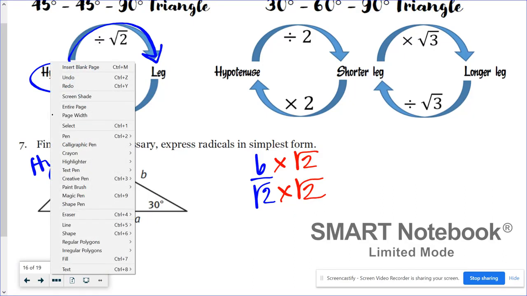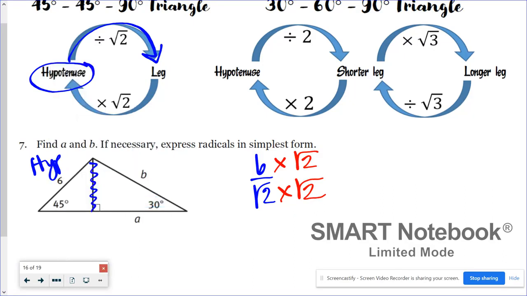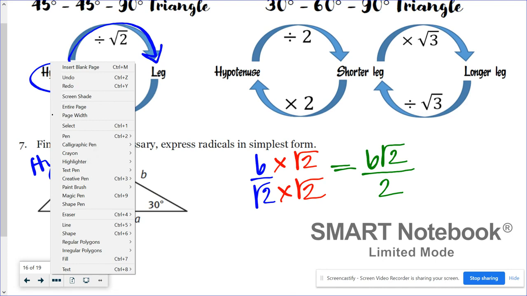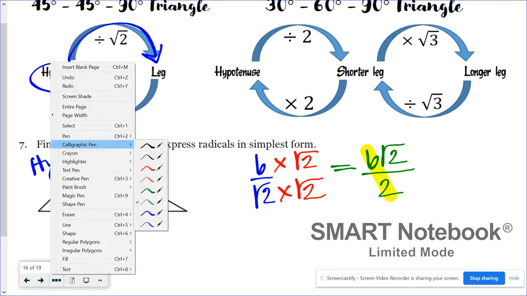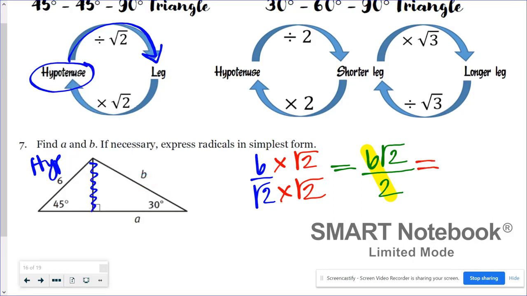On top, because I'm multiplying an insider and an outsider and they don't mix, I simply have 6 root 2. On the bottom, square root of 2 times the square root of 2 is the square root of 4, which is simply 2. And then I should reduce that outside fraction because I can. 6 divided by 2 is 3. So I get 3 root 2 as the leg in my 45, 45, 90 triangle. That blue squiggly line is 3 root 2.